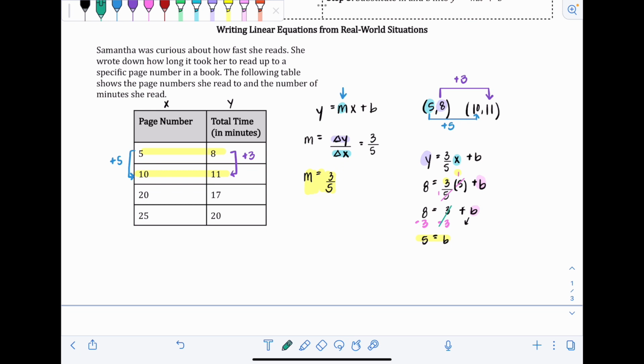So I have to take that b and substitute it into the equation up there, and then that's going to give me my final answer. So altogether, it'll be y equals 3/5 x. And then instead of plus b, b is 5, so I'm going to put a plus 5 there. So y equals 3/5 x plus 5.